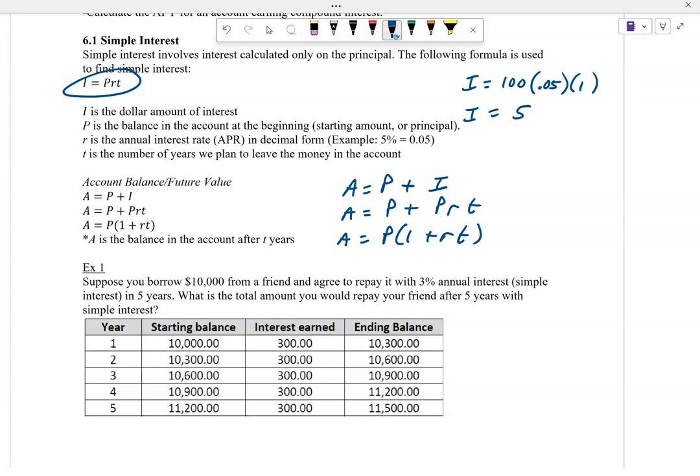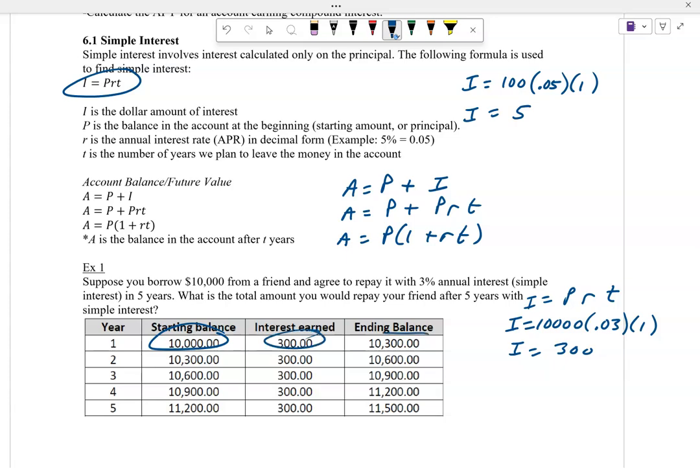Suppose you borrow $10,000 from a friend, and agree to pay it back with 3% annual simple interest. So it's 3% on the $10,000 every year, 3% just on the original amount. That's simple interest, okay? So the interest would be $10,000 times the interest rate 3%, put in as a decimal, for each year. So each year you're getting $300. You started out with $10,000, and for that first year you earned $300.